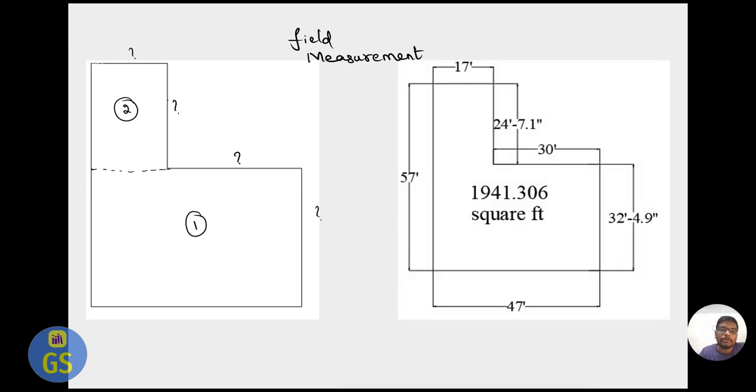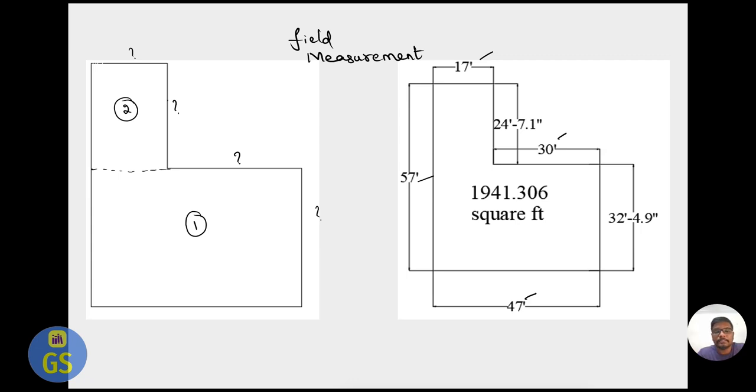What are the sizes? Exactly, it is on the ground size. So we get 17 feet, we get 30 feet, again 32 feet and 4.9 inch, 47 feet and 57 feet. So when you work this out, we get the total area as 1941.306 square feet. So like this only we start calculating the plot area.